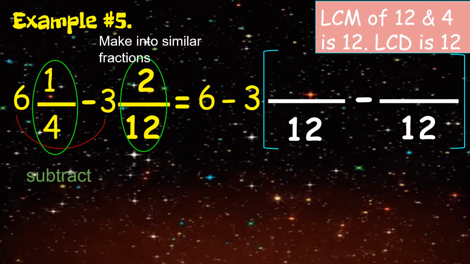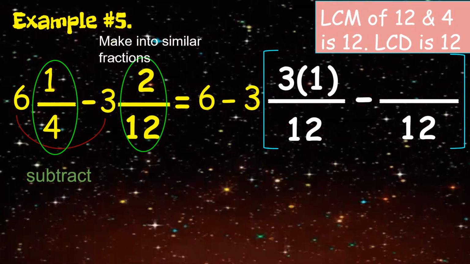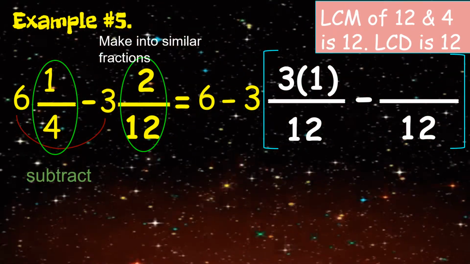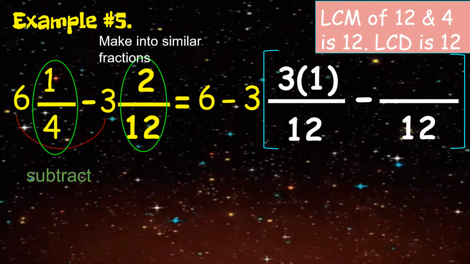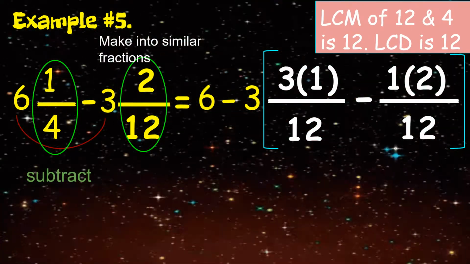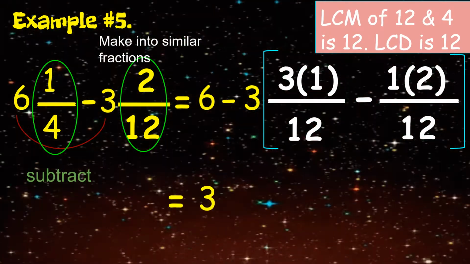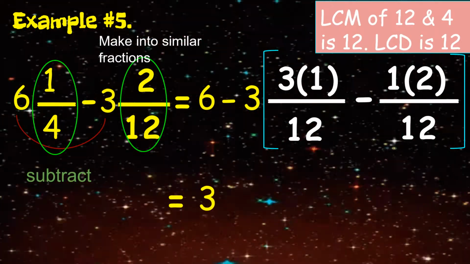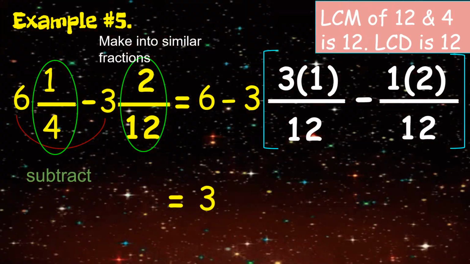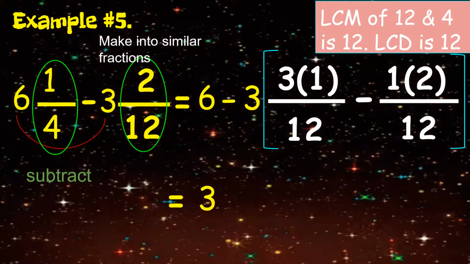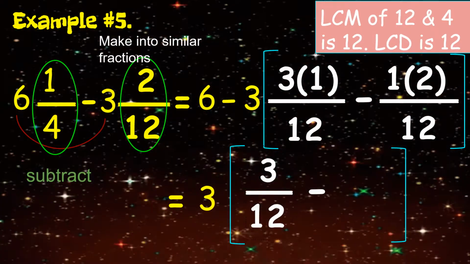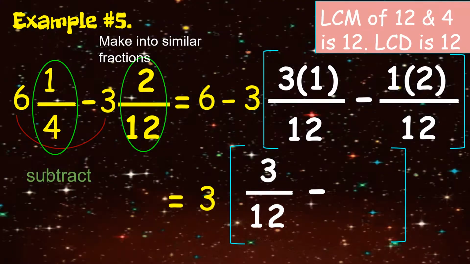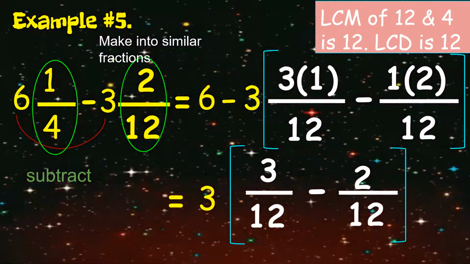Multiply it to the numerator 1, we'll have 3 times 1. On the other side, 12 divided by 12 is 1. Multiply it by 2, we have 1 times 2. Let's answer 6 minus 3. As the whole numbers, we have 3. Next, for fractions, 3 times 1 over 12 is 3 over 12. 1 times 2 over 12 is 2 over 12.